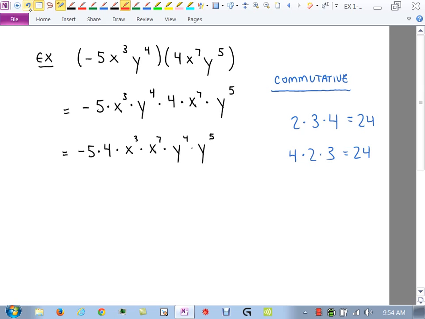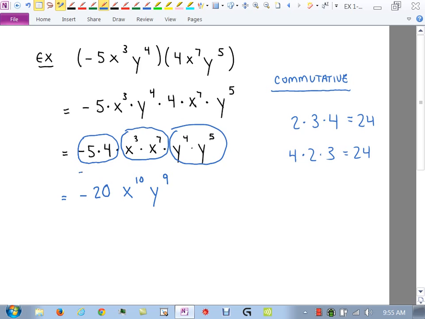Okay, now let's just look at these one at a time. What's -5 times 4? -20, right? A negative times a positive is negative. Okay, now the next group, x to the 3rd times x to the 7th. That's the first property, isn't it? Same base, different powers, add them up. 3 plus 7, 10. So this is x to the 10th. The group of y's there, right? There's multiplication between them, same bases. 9. So y to the 9. And that's it.